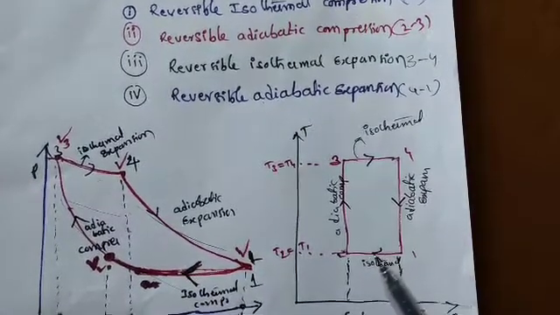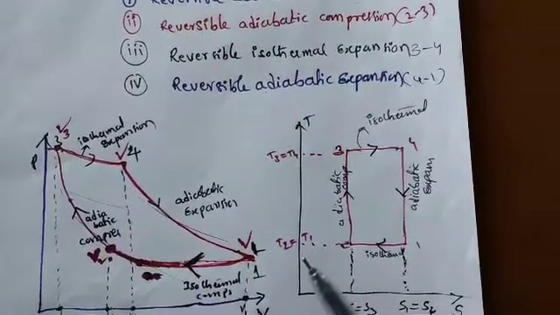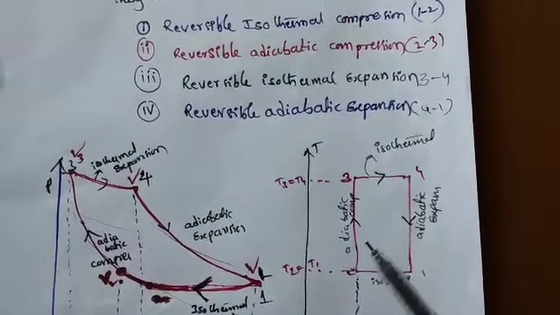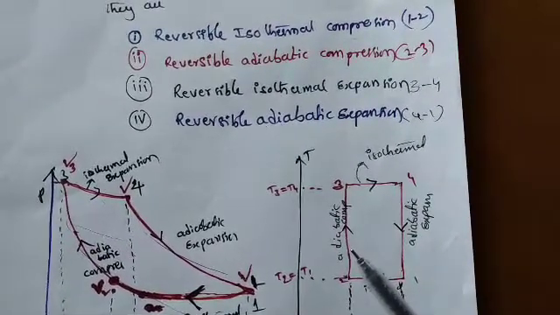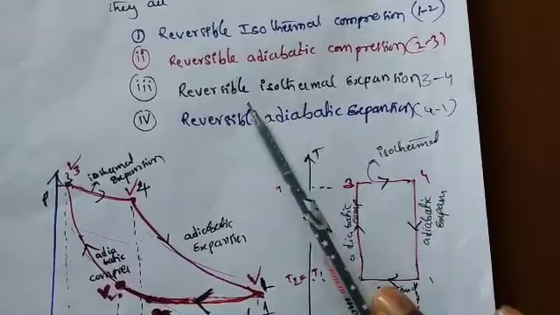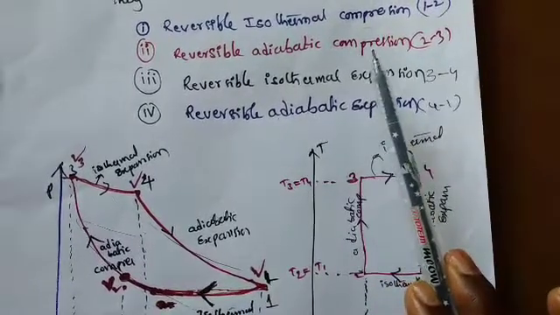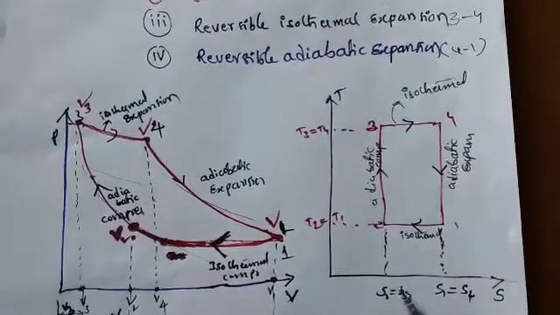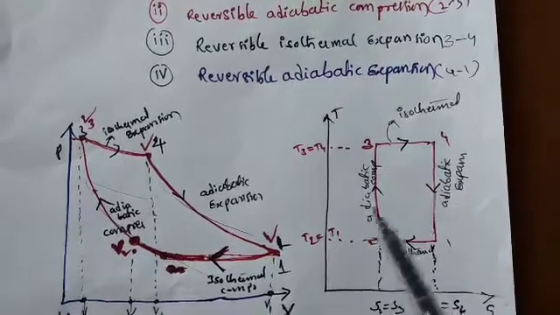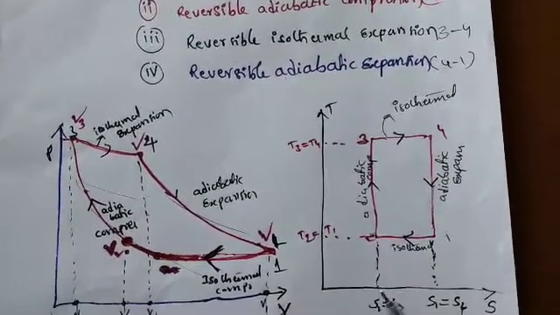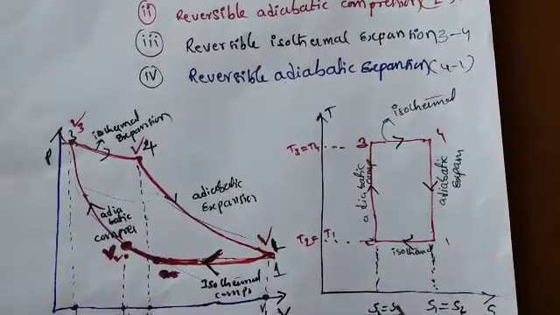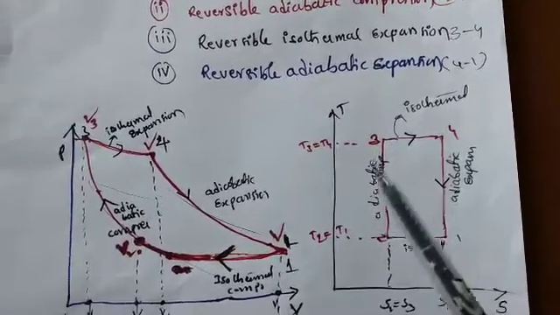In a compression process, the arrow symbol must be towards the vertical axis. And the second process is what? Reversible adiabatic compression process. In an adiabatic process, what is constant? Entropy should be constant, which means the line should be perpendicular to the x-axis and parallel to the y-axis. So here entropy S2 is equal to S3. This should be like this.